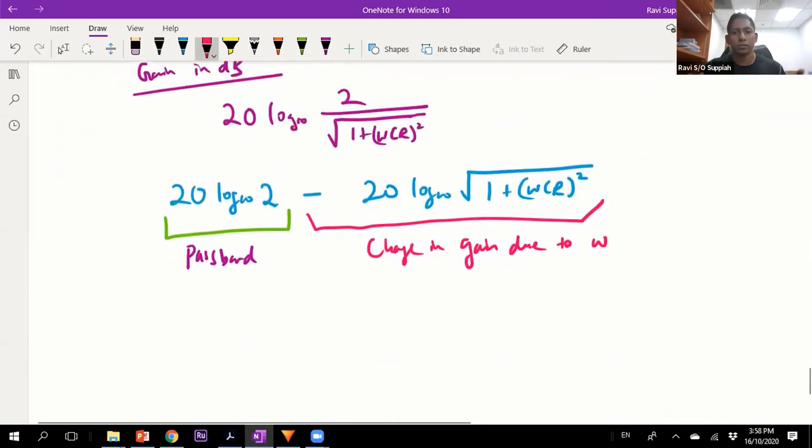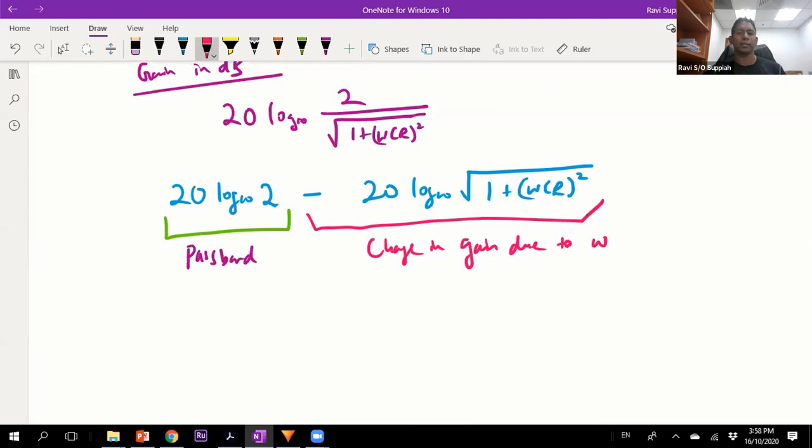Alright? So, does everybody understand that idea here? How we relate this expression? The first part is the passband gain. The second part is the change in the gain due to omega. That means when the signal frequency is factored in. Any questions on this?